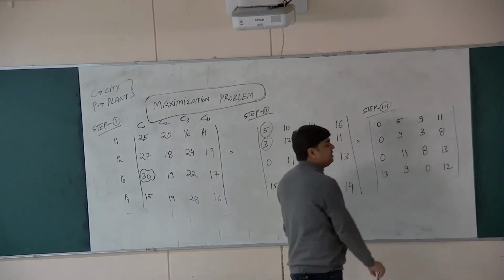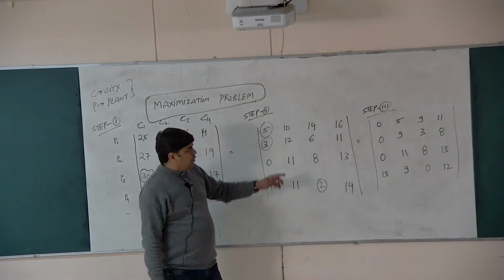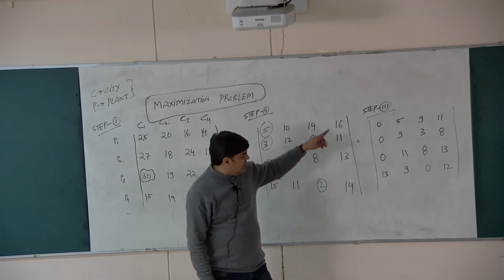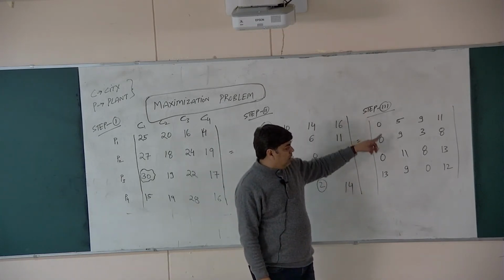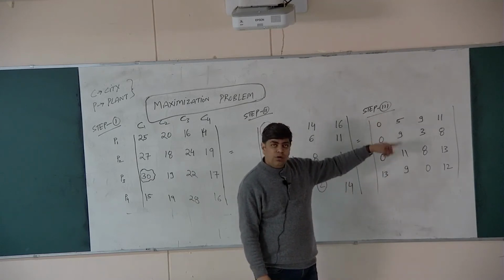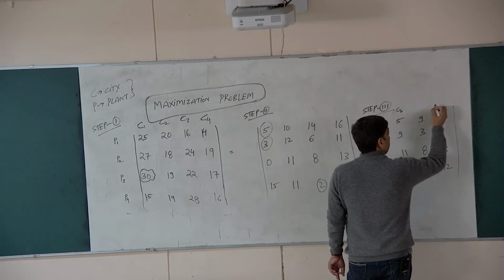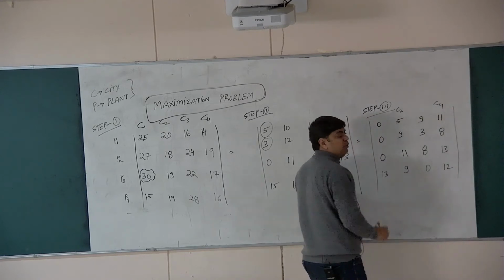Now check whether there is 0 in every row, 0 in every column. Row 1, 0, yes. Row 2 yes. Row 3 yes. Row 4 yes. Now let us check column wise. Column 1 yes. Column 2 no. Column 3 yes. Column 4 no. It means this column and this column, they require further iteration.